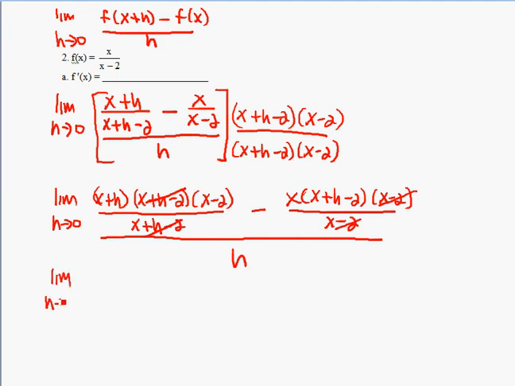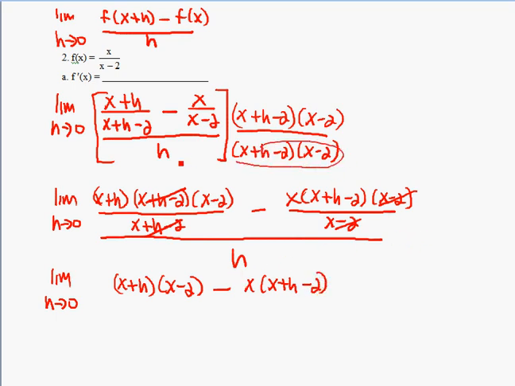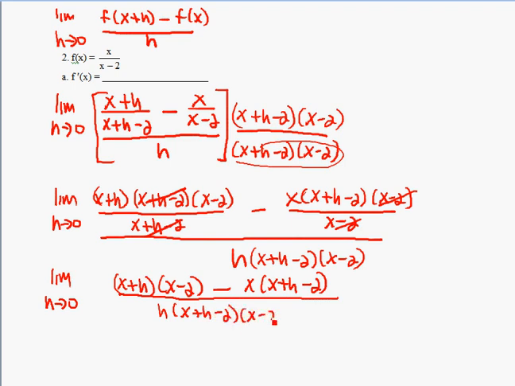So we have the limit as h approaches 0 of x plus h times x minus 2 minus, those two cancel, so x plus h minus 2. Oops. I was supposed to multiply this by h as well. So that's x plus h minus 2, x minus 2. So all over h times x plus h minus 2, x minus 2. So now let's distribute this.